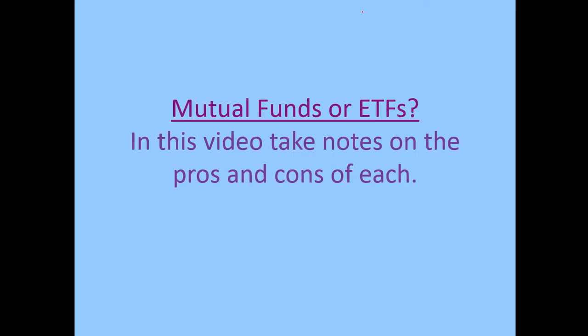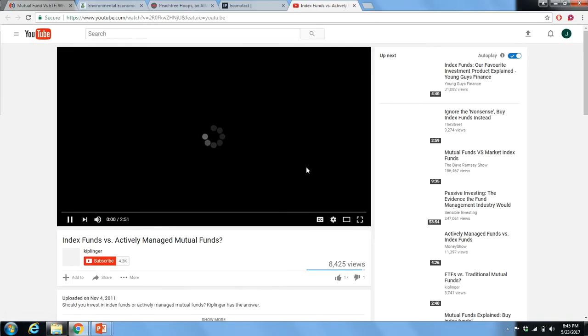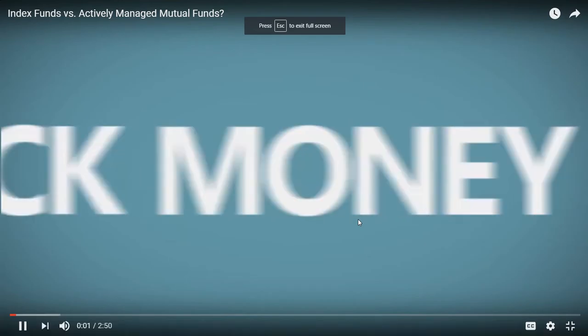Okay, so here's a good comparison between ETFs and mutual funds. See what you can identify. Take some notes.